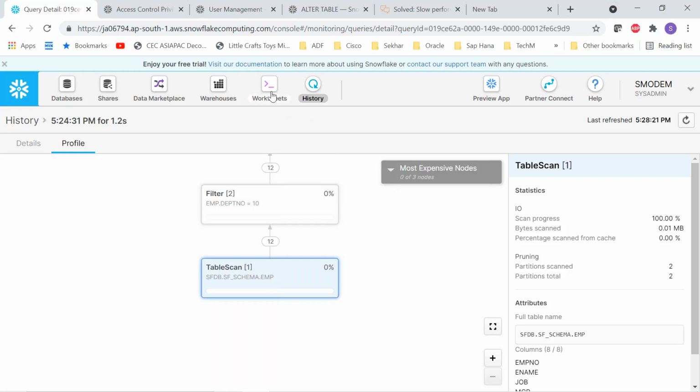Okay, so it is showing as 0%. Table scan is 0%. It did not read from the cache. I'll explain it to you. I will talk about the query profile part in the next couple of minutes. Okay.